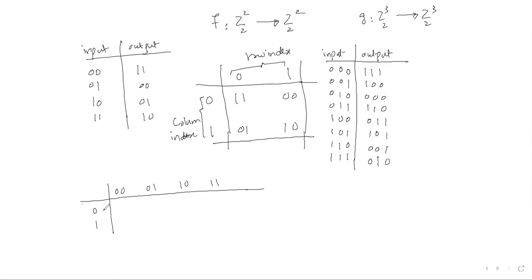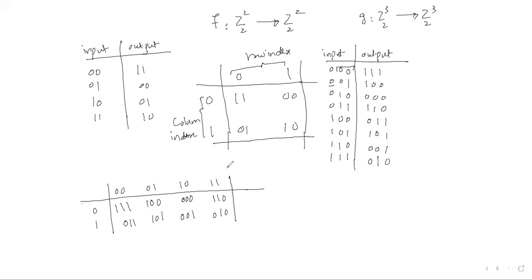So when the input is 0, 0, the output is 1, 1, 1, 1. When row is 0 and column is 0, 1, the output is 1, 0, 0. Similarly, 0, 0, 0, then 1, 1, 0, then 1, 0, 0, 1, 1, then 1, 0, 1, then 0, 0, 1, then 0, 1, 0. So ultimately, the first row tells you the row and the second two tell you the column. So this is one of the positions.